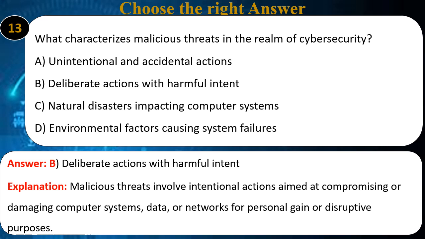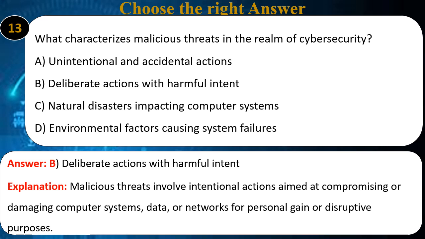C. Natural disasters impacting computer systems are external events beyond human control and not categorized as malicious threats. While they can pose significant risks, they do not involve deliberate human action. D. Environmental factors causing system failures can also cause disruptions. But again, they are not considered malicious threats unless someone deliberately uses them as a tool for attack.